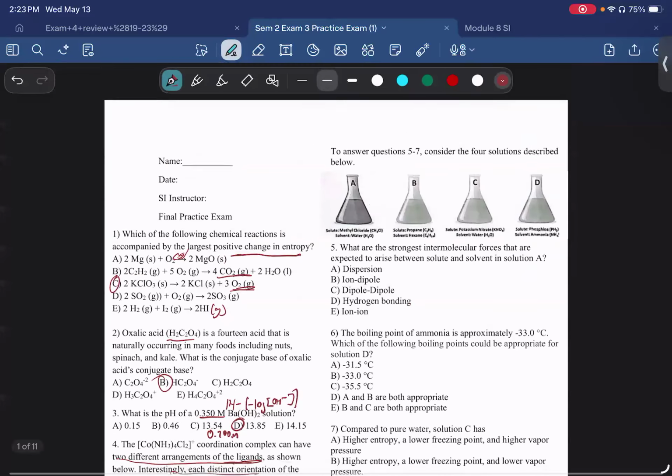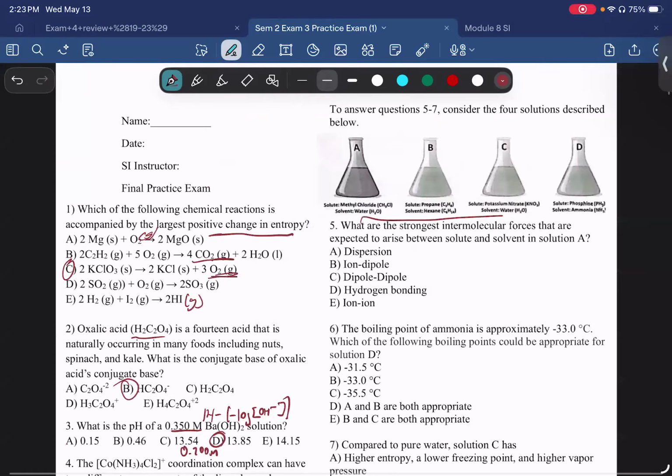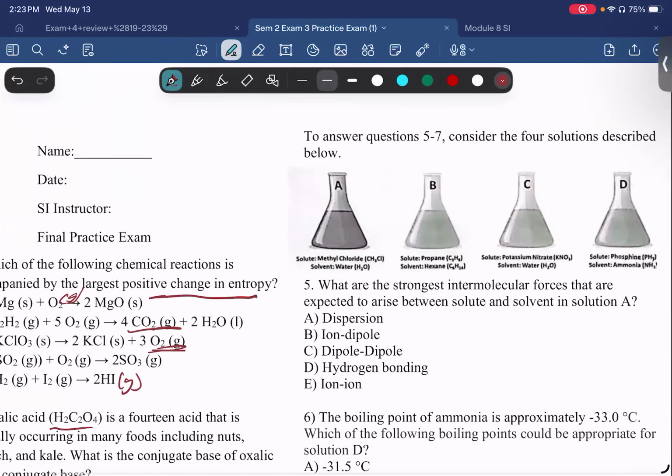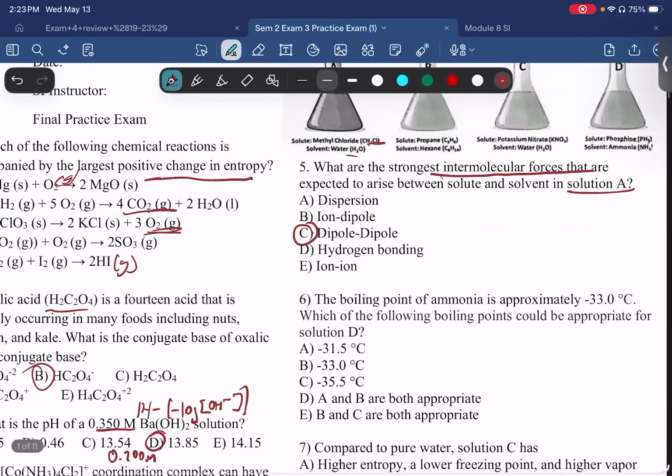Okay. Number five to seven is based off these different concentrations and these different solvents and solutes. What's the strongest intermolecular force that's found in solution A? Solution A has methyl chloride and water. The highest thing there would be dipole-dipole, because within the water, it's hydrogen bonding, and within the methyl chloride, it's dipole-dipole. Hydrogen bonding is a type of dipole. So C would be the answer there.